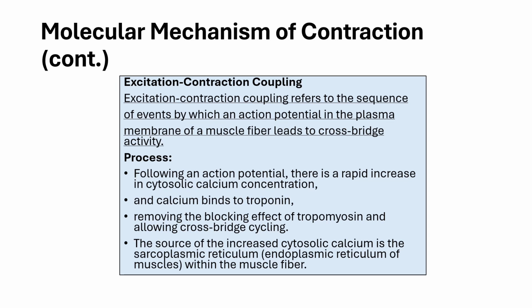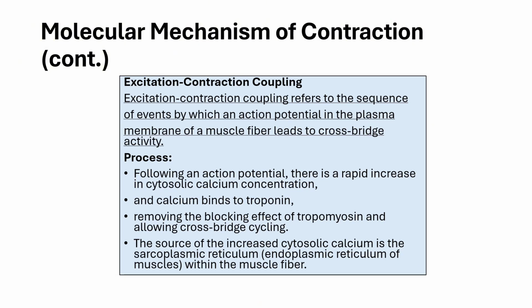The process begins with an action potential which travels along the plasma membrane of the muscle fiber. This electrical signal acts as a trigger for the subsequent step. Step number 2: there is a rapid increase in cytosolic calcium concentration. This influx of calcium is crucial because it initiates the biochemical events required for contraction.